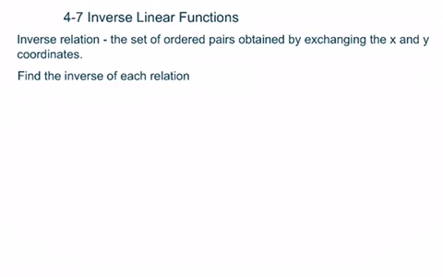As we've talked about in the past, we know that a relation is a set of ordered pairs. That is a relation. And specifically, an inverse relation is the set of ordered pairs obtained by exchanging the x and the y coordinates. So very simply, all you do is you take your x coordinates and your y coordinates and you switch them. That's how you find the inverse of each relation.